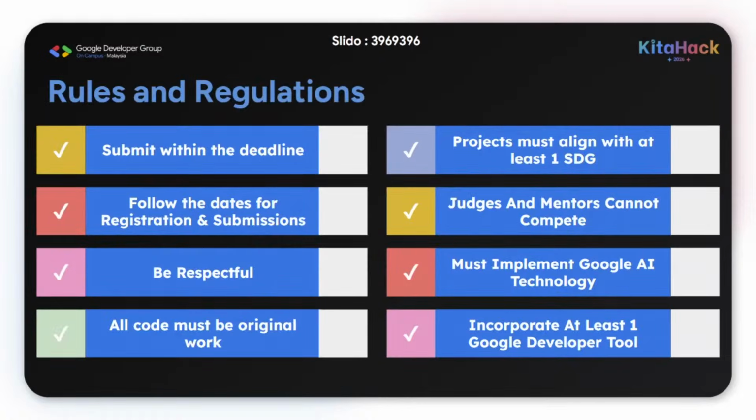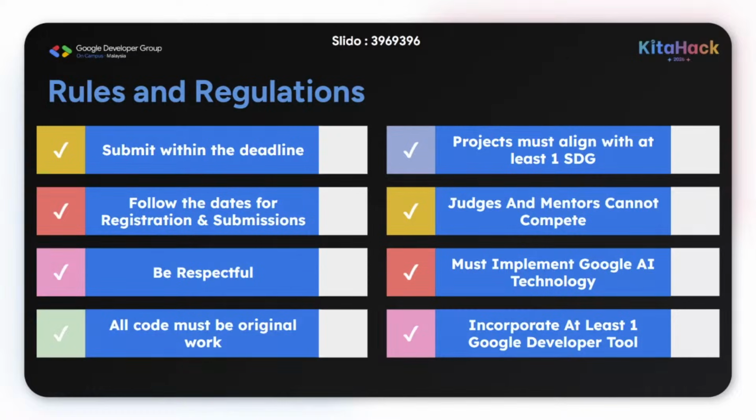First, every participant has to submit your prototype and project within the deadline. This means all of you have to follow the dates for registration as well as submission. Any late submission will not be accepted. Within the community, all of us have to be respectful, and all code must be original work. If any plagiarism is found, it will be automatically disqualified.